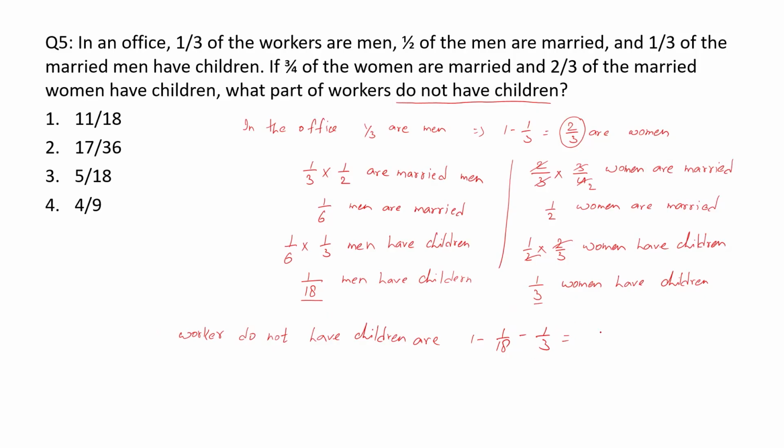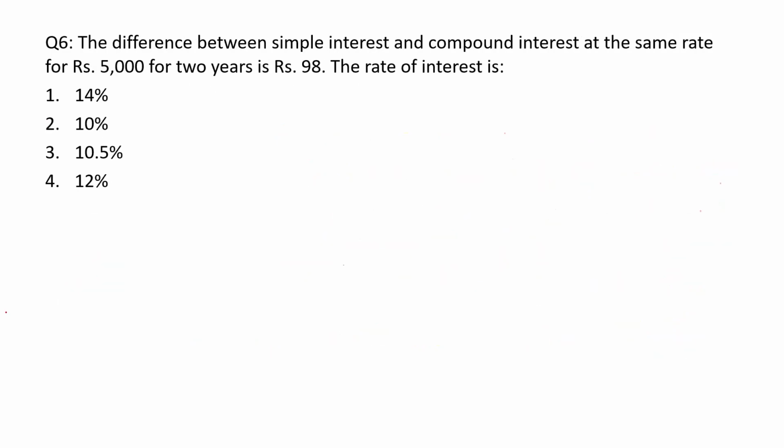So if you solve it, the LCM will be 18. Here you have 18, here you have 1, here you have 6. So it becomes 11 upon 18. So this fraction of workers does not have children. So option 1 is correct. Is that okay? Next problem.